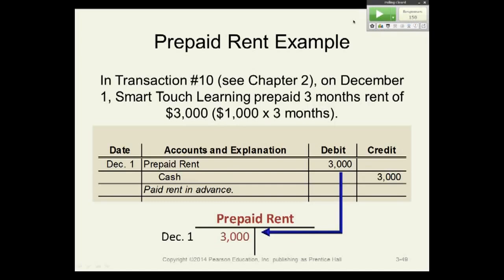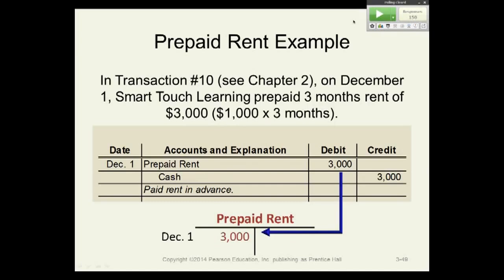They paid it on December 1st. And they paid $3,000. And of course, the question is, how much of the asset is used? How much of the asset remains? So that when they go from December 1st to the end of the year, which is December 31st, 1/3 is used up. 1/3 of that is used up. And that means that 1/3 or 1,000 should be an expense.